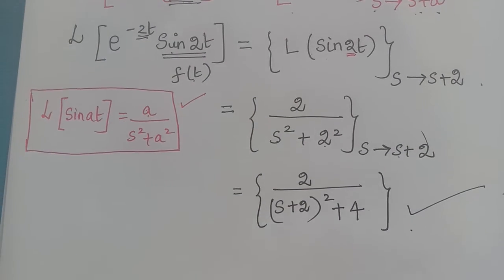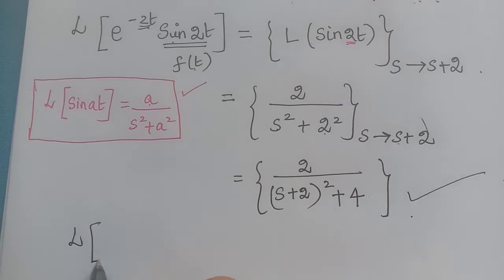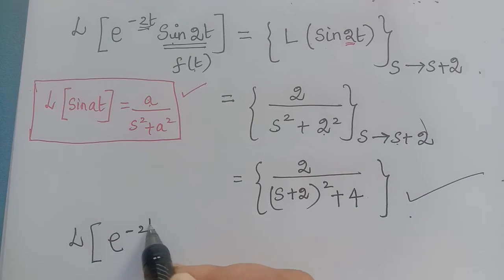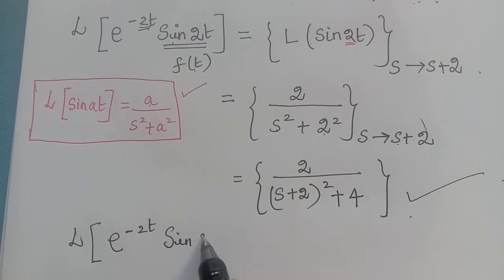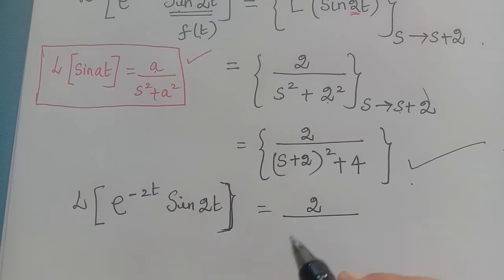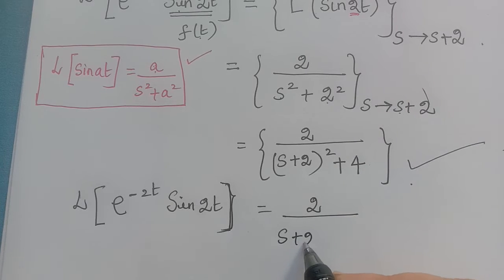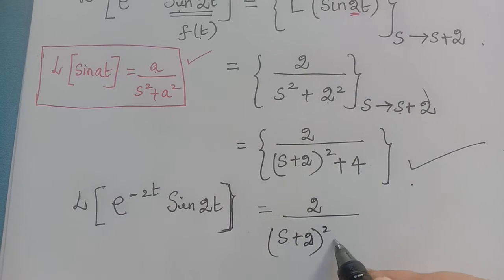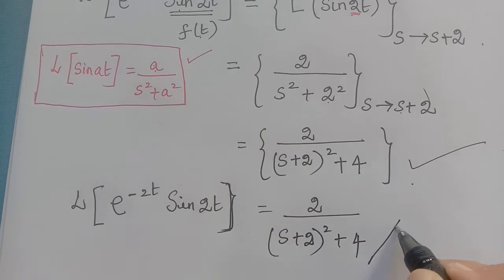Therefore, the Laplace transform of e to the power negative 2t sine 2t is equal to 2 divided by s plus 2 the whole square plus 4. So this is the solution.